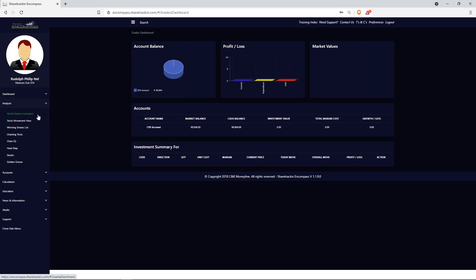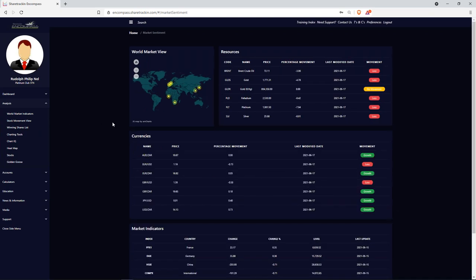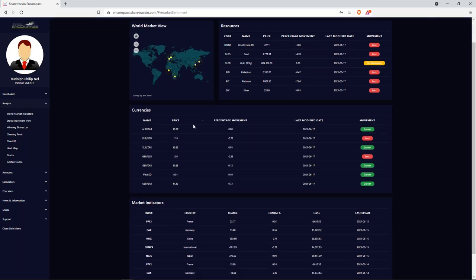Then underneath your analysis, you'll find your world market indicators. Your world market indicators will first give you a world market view map of all the indexes that we keep an eye on, and then your resources. With resources, you can't trade on the software, but we at least give you the information on what they're currently doing: what Brent crude is currently trading at, gold, golden rand, gold in kilograms, your palladium, your platinum, your silver. Then underneath that you get your currencies, showing you what the currencies are currently doing.